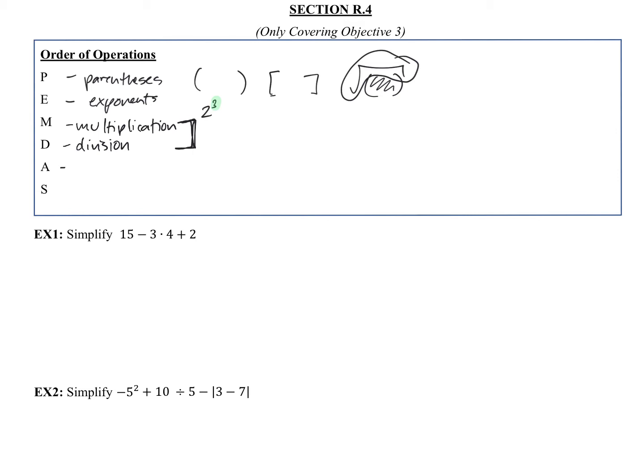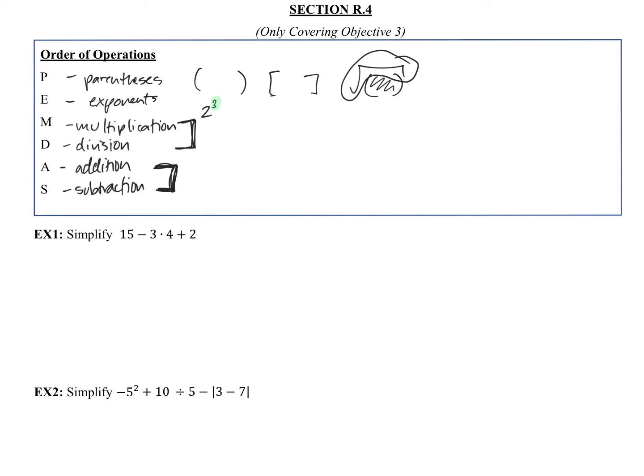And A stands for addition, and subtraction, they also fall in that category of whichever one comes first, going from left to right. Alrighty, so here we have PEMDAS, which is order of operations, very good and important to have down. One of the sort of foundation stones. So let's take a look at example 1.